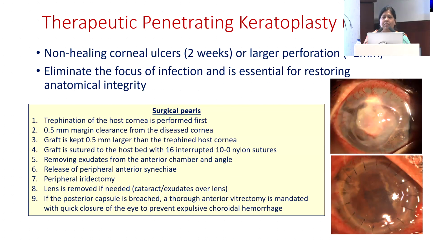Surgical pearls: trephination of the host cornea, with 0.5 mm margin clearance required. The graft is kept 0.5 mm larger. The graft is sutured to the host with 16 interrupted sutures, always interrupted, so that we can remove any infiltrates or any vascularized areas. Remove exudates from the anterior chamber and angle. Release the pus, do a peripheral iridectomy. The lens is removed if needed, but kept most of the time to prevent any progression to endophthalmitis. If the PC is breached, then do a thorough anterior vitrectomy with antibiotics posteriorly.